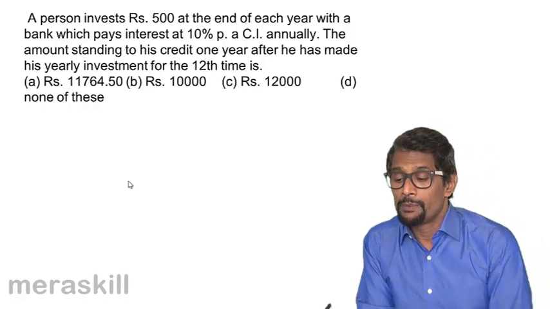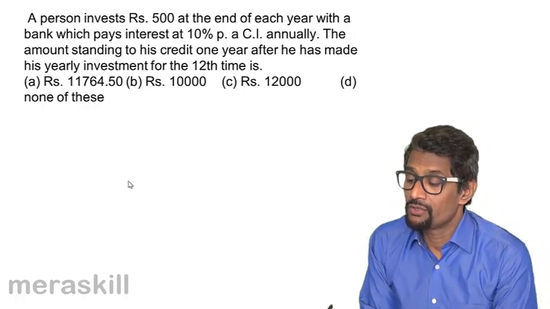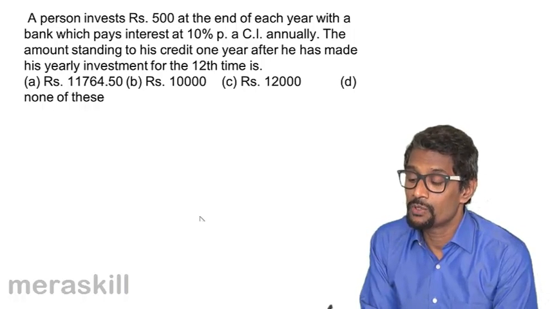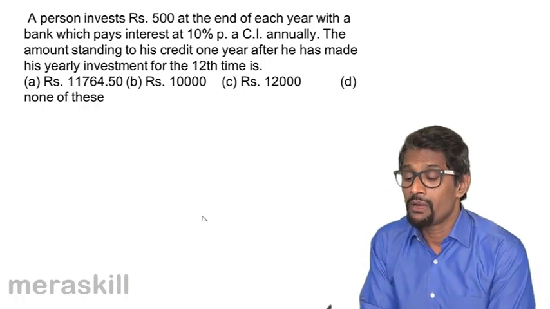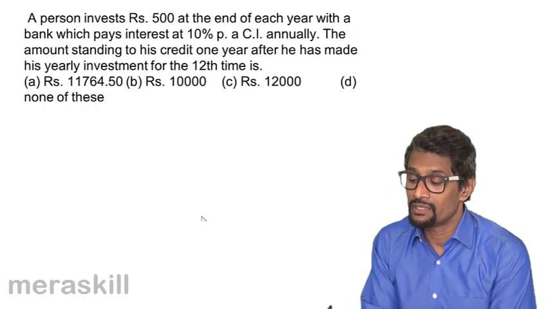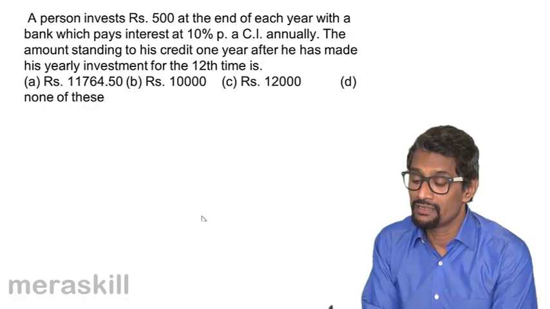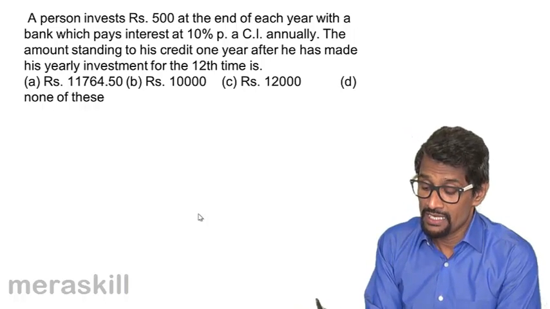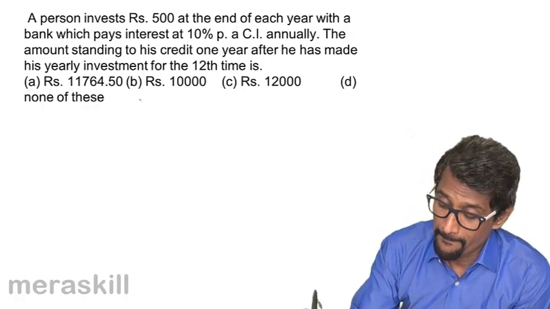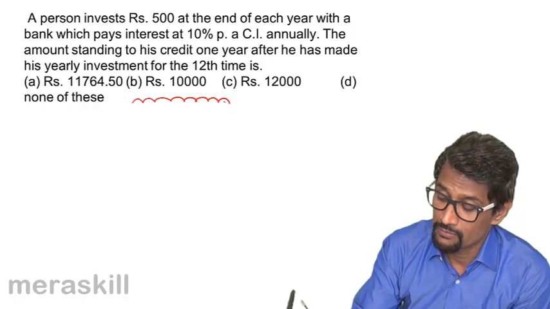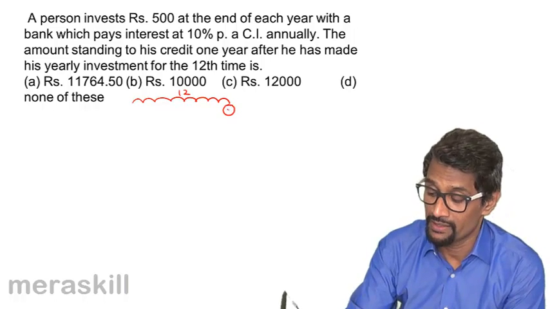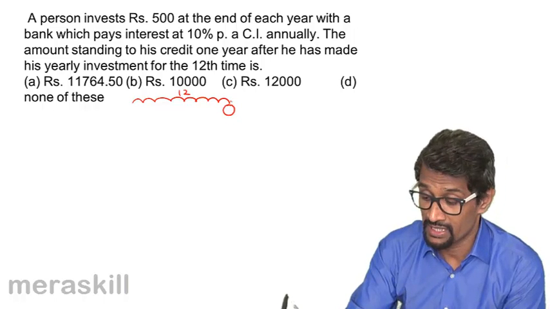All right. A person invests rupees 500 at the end of each year with a bank which pays interest at 10% per annum compound interest. The amount standing to his credit 1 year after he has made his yearly investment for the 12th term. So basically, he is making some deposits like this for 12 years and then he gets something. At the end of 12 years, it has amounted to something, but he is not further depositing.